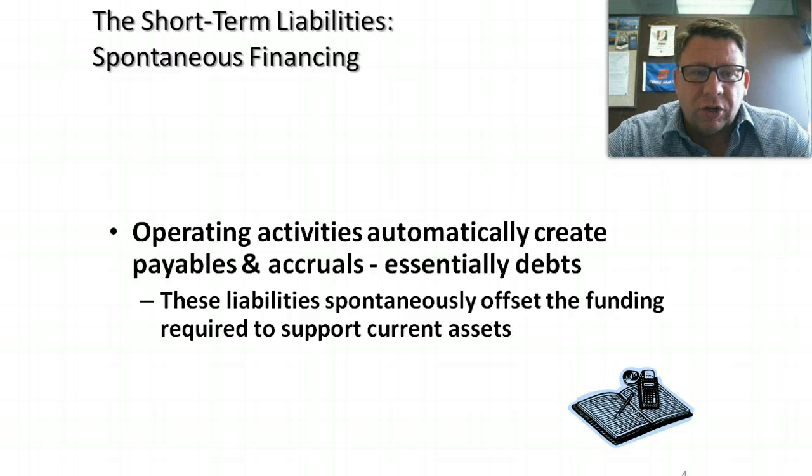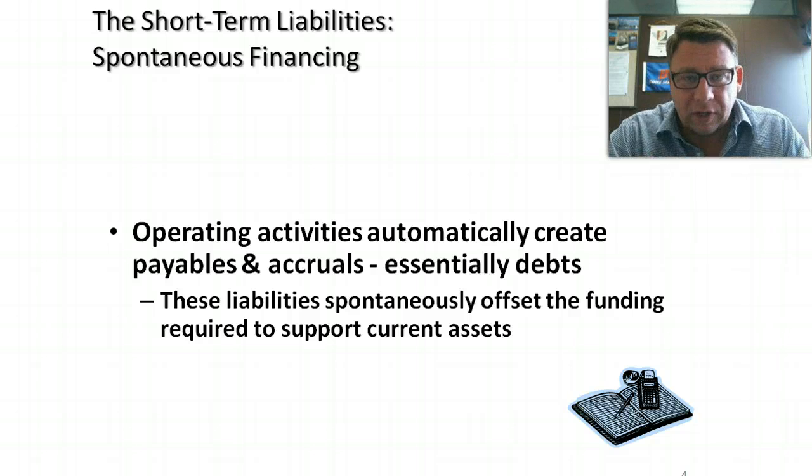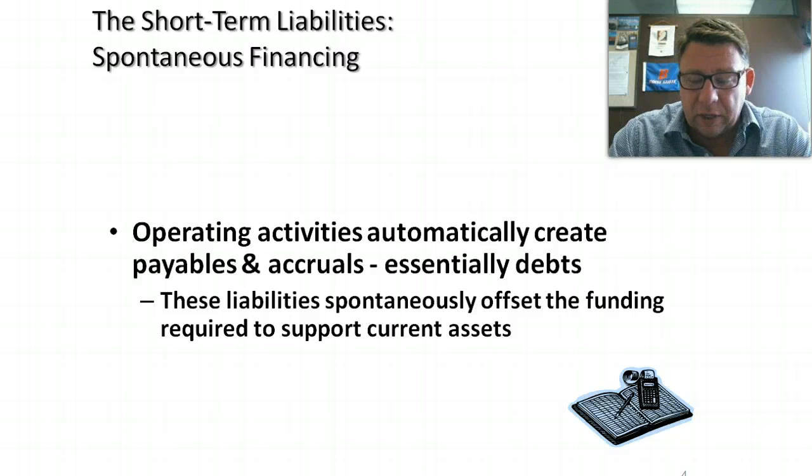We'll talk more about short-term liabilities, this idea of spontaneous financing, in the next podcast. But just to let you know, as we are doing our operating activities of a business, we are creating payables and accruals, which are basically debt. As these things spontaneously arise, they're going to offset the funding required to support the current assets. So not all of our capital can go to our current assets. Some of it will be reduced by the requirements of our current liabilities.